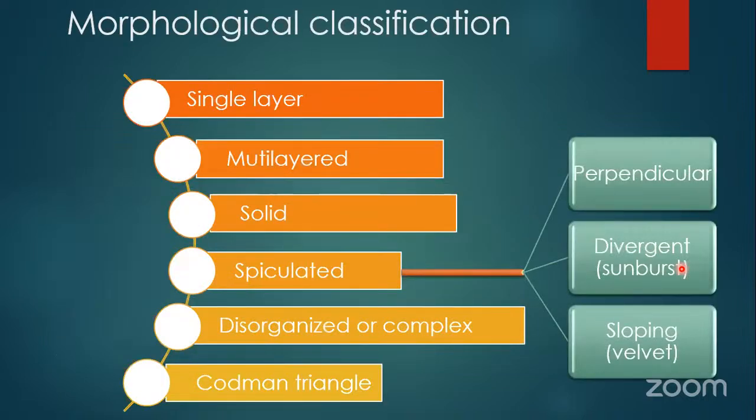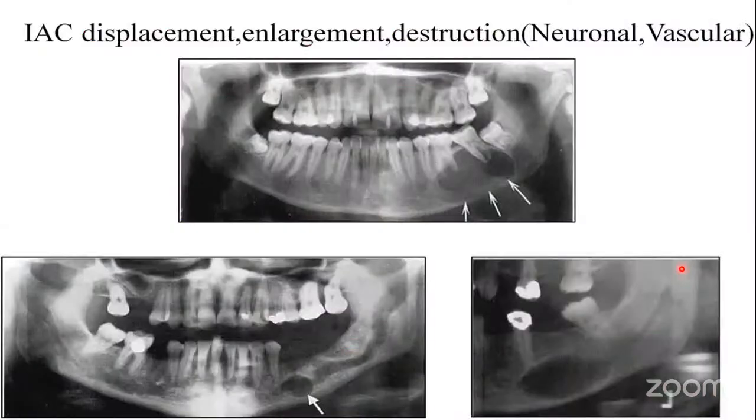Okay. So depending on the morphological classification, again, there are different types. Okay. And then this one I already mentioned to you, right? The destruction or displacement of the vital structures. The one most important vital structure in your mandible is your inferior alveolar nerve canal. So there can be either displacement or destruction of the inferior alveolar nerve canal.